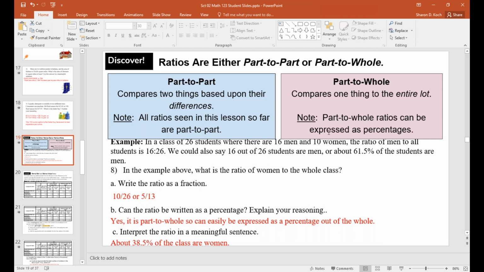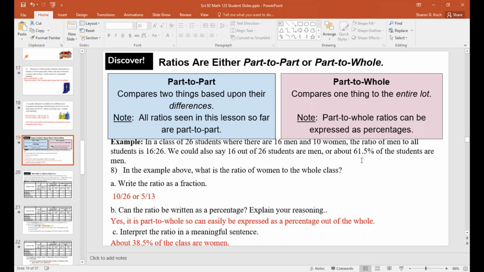I can convert this to a percent. Now, note over here, a part to whole ratio is the only type that can be put in the form of a percent. And the reason why is because we're comparing a part out of the whole thing, which is another definition for a percent. So if I get the decimal and multiply it by 100, I get 61.5%. So 61.5% of the class is male.